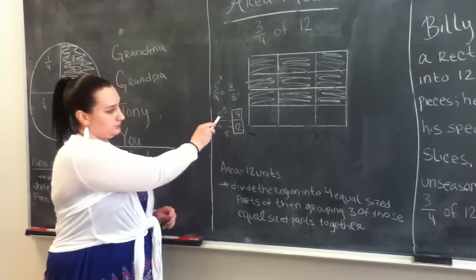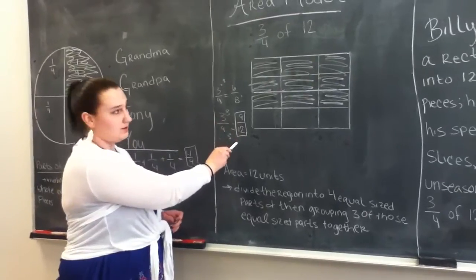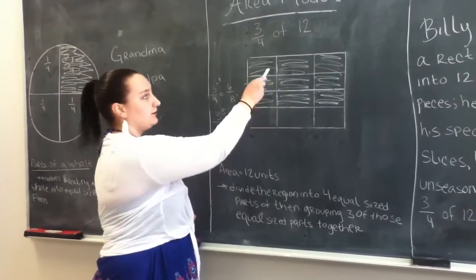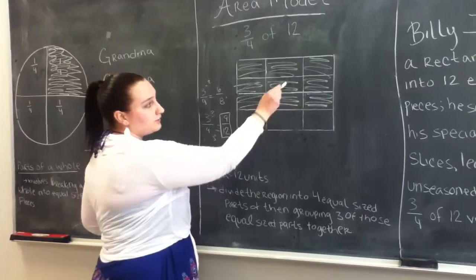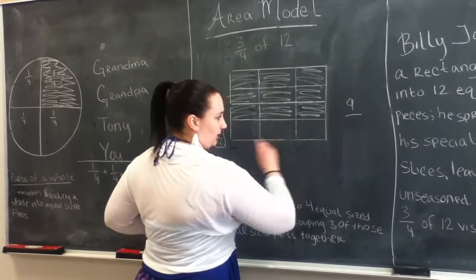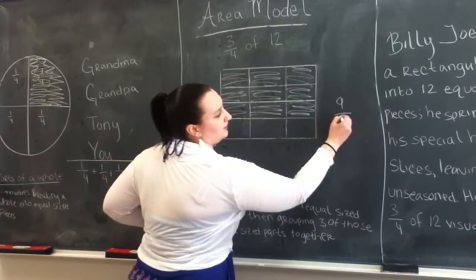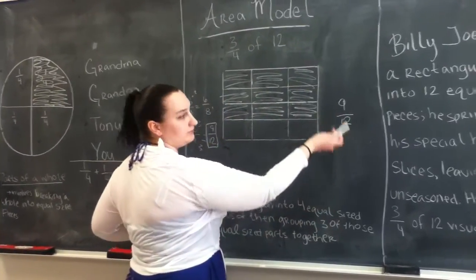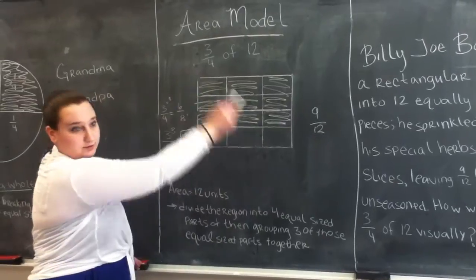We said 3/4 is the same as 9/12, and the shaded area is 1, 2, 3, 4, 5, 6, 7, 8, 9. 9 rectangles out of 12, your area. And when you simplify 9/12, it's 3/4.